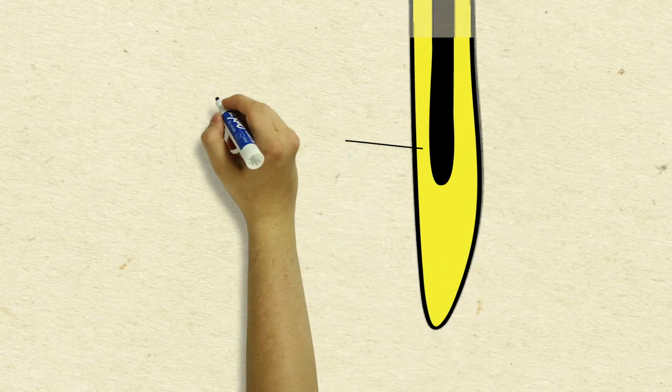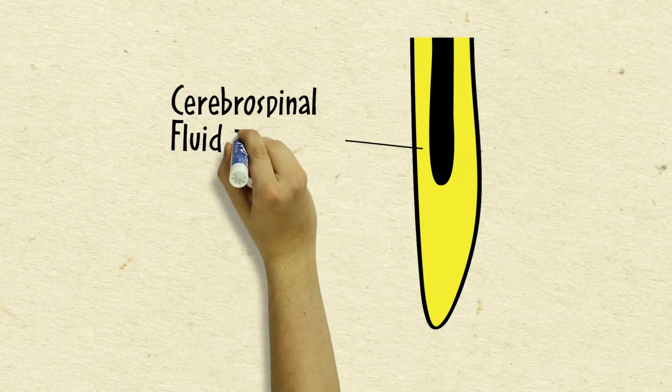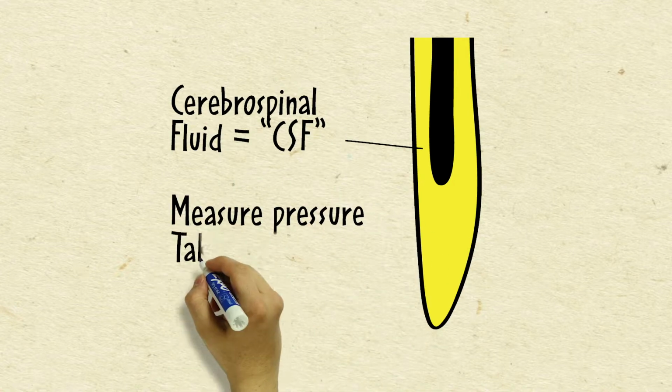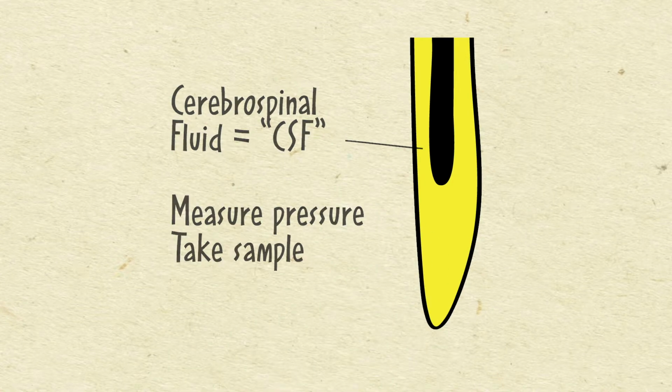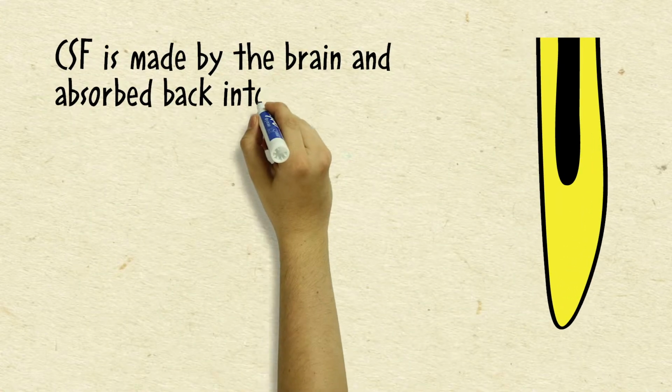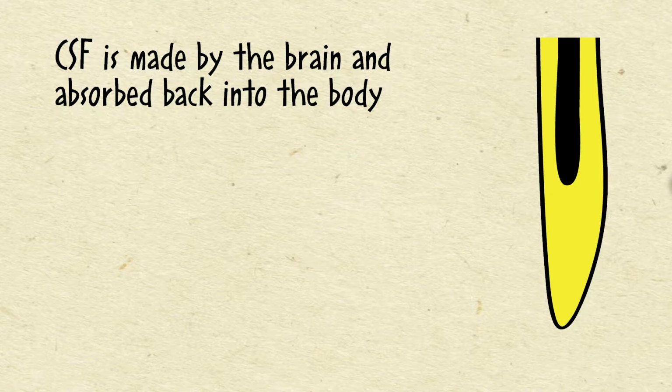Within the sac, it's a bit of a closed system, and there's fluid within it called the cerebral spinal fluid. We abbreviate that CSF. That's what we're going to measure the pressure within today, and also we're going to take a sample of that fluid. The spinal fluid, the CSF, is made by the brain, and it's absorbed into the venous structures of the brain and back into the body.